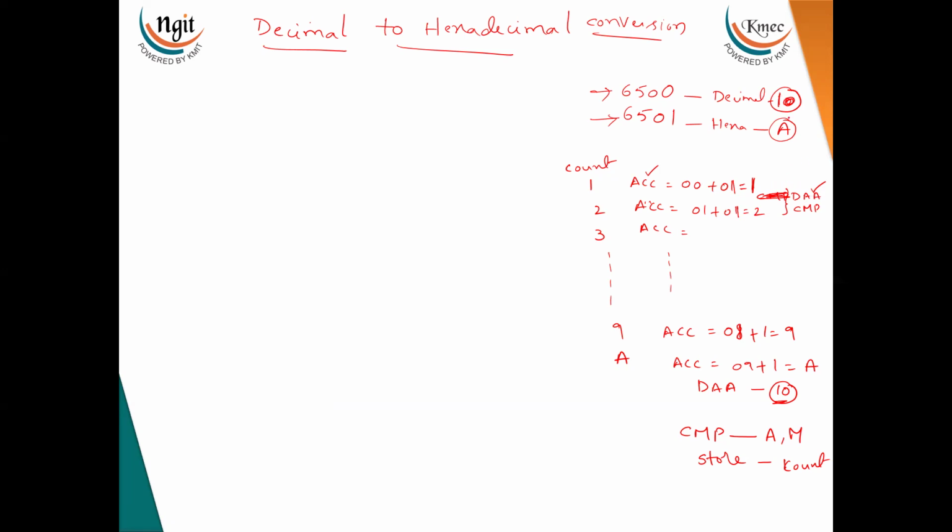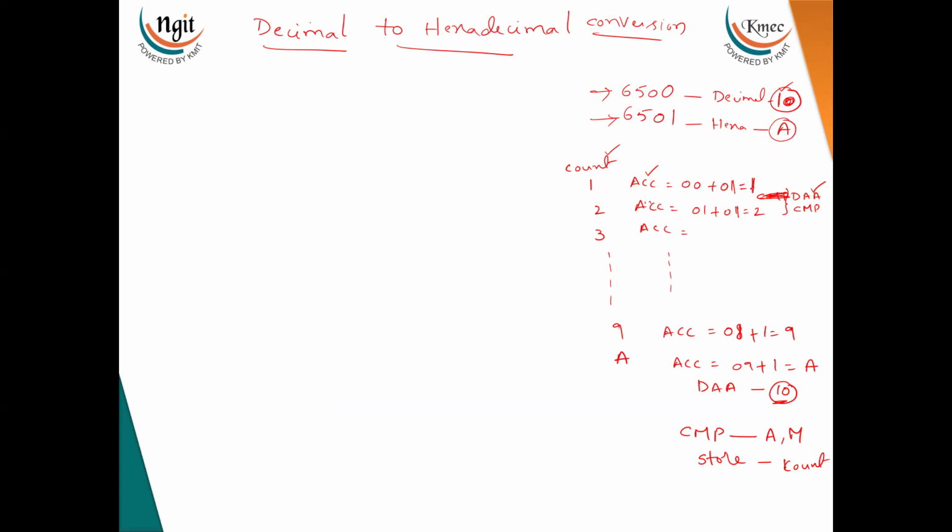If it is matching, what? We have to stop adding the 1. Otherwise, what? We need to go on adding the 1 till we get this decimal value. Now for that, what I am doing, I have taken one counter, and how many times I am doing the addition, that I am counting with the counter.